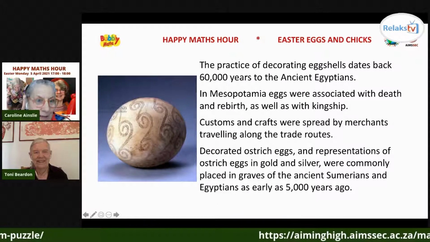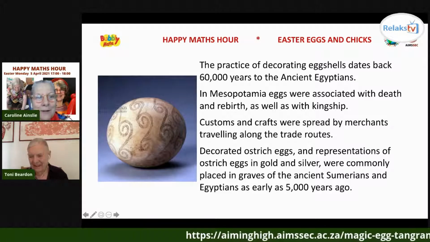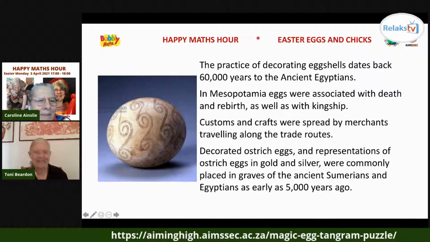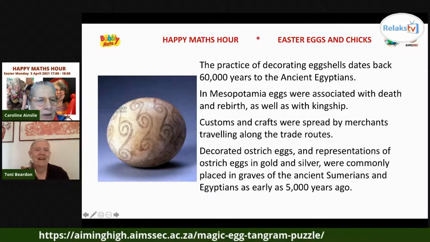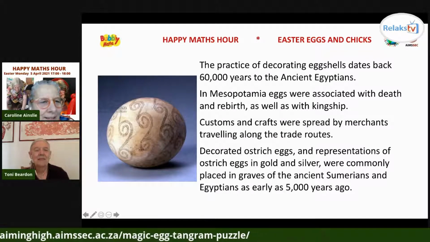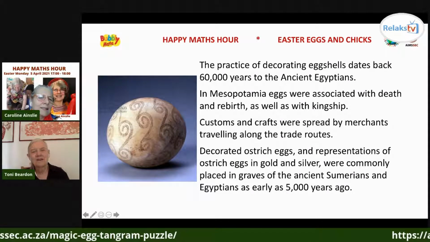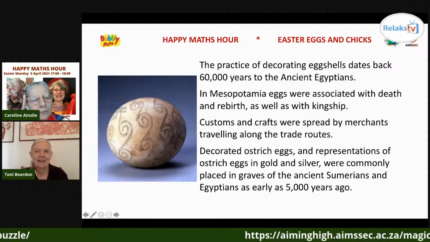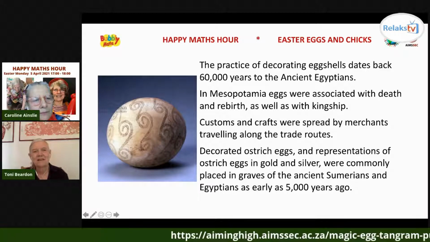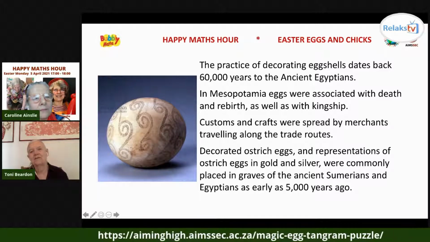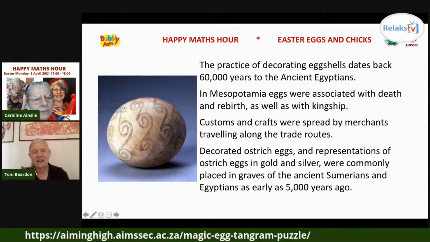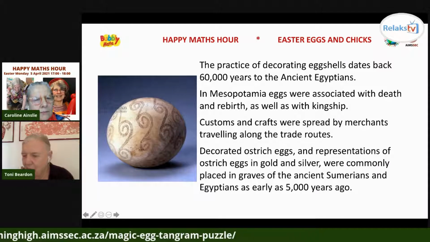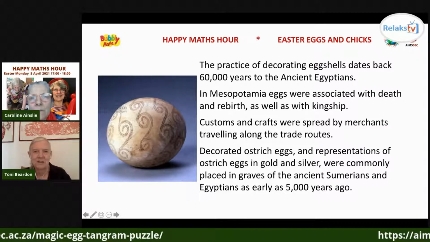Like, well, once, I think maybe a bit more expensive than my eggs. Isn't it amazing? Did you say it was an ostrich egg? Yes, but I think we're going to talk about the history of decorating eggs, which goes back 60,000 years, according to the archaeologists. So shall we have our first break and then come back to the history, Caroline?